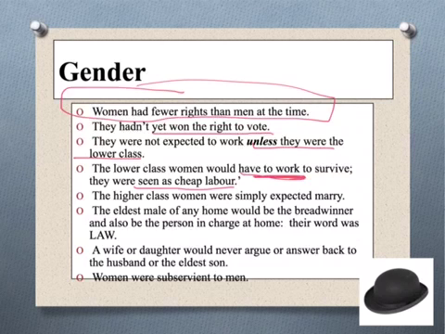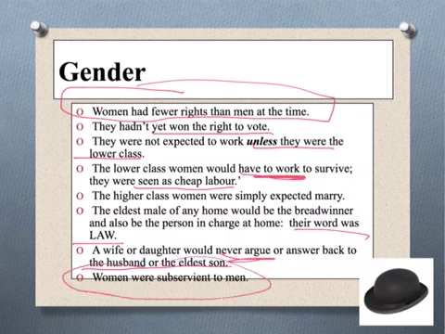The eldest male of any home would be the breadwinner and also be the person in charge at home. Their word was law. Now, this sounds suspiciously like Mrs. Birling, doesn't it? "Listen to your father, Sheila, and you'll have to get used to Gerald not being away." And Mrs. Birling is perfectly happy with this. Sheila becomes less so as the play goes on. A wife or daughter would never argue or answer back to their husband or their eldest son. Women were subservient to men.